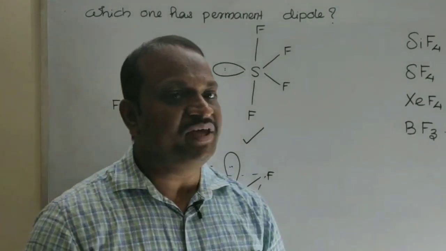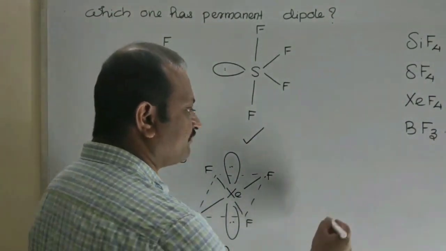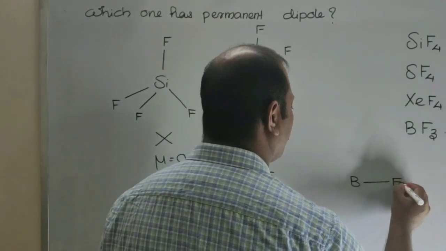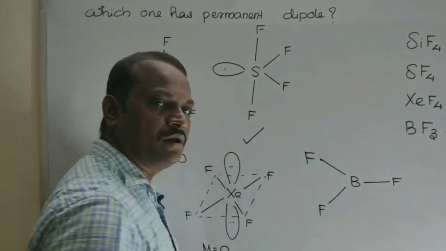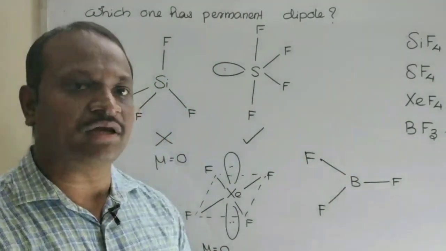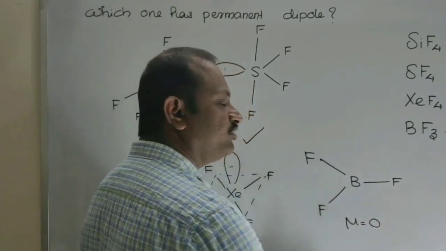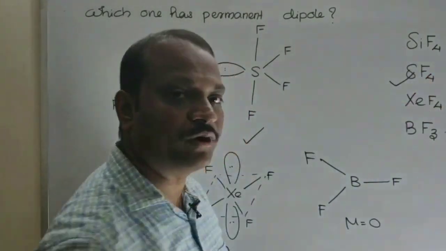So in the case of BF3, you can see that it has a symmetrical structure. I'm just drawing the symmetrical structure of BF3. I think earlier I had drawn it in one problem. So this structure is a symmetrical one. Here all the dipoles are getting cancelled by each other. In this case also you can see that the dipole moment comes as equal to 0. So which is our right answer? The right answer is SF4.